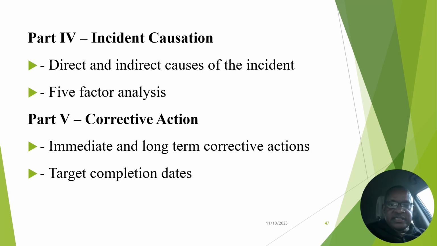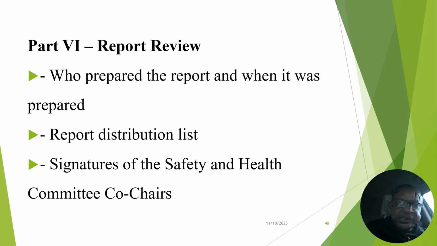And then part four, incident causation: direct and indirect causes of the incident, 5-factor analysis. And then part 5, corrective action taken: immediate and long-term corrective actions, and target completion dates. These are some of the information you have to put into the report, as in part 1, part 2, part 3, part 4, part 5. And then also part 6, report review: who prepared the report and when it was prepared, report distribution list, signatures of safety and health committee co-chairs, etc. Those are some of the things you have to consider when you are finalizing the report.